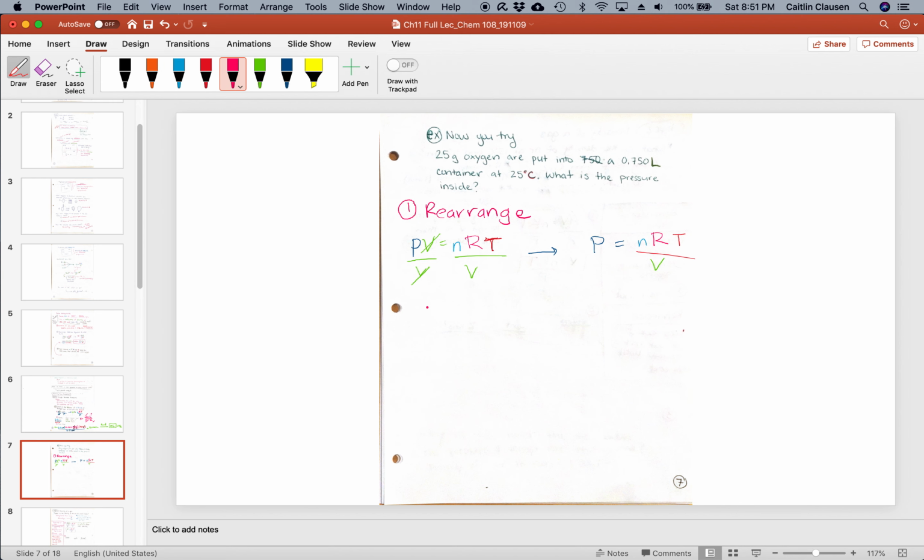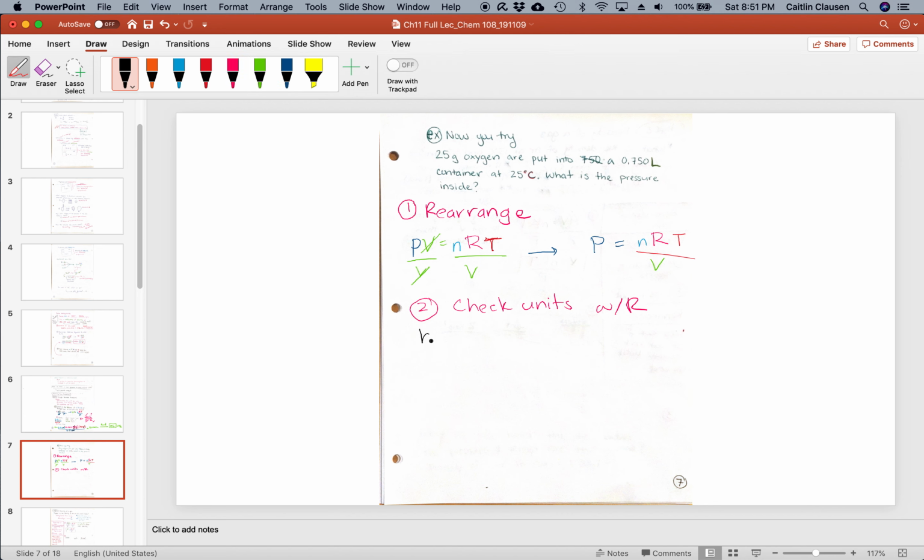Alright, let's check our units of what we're given, see if it matches with the gas constant R. So what we have, let's check units with R.